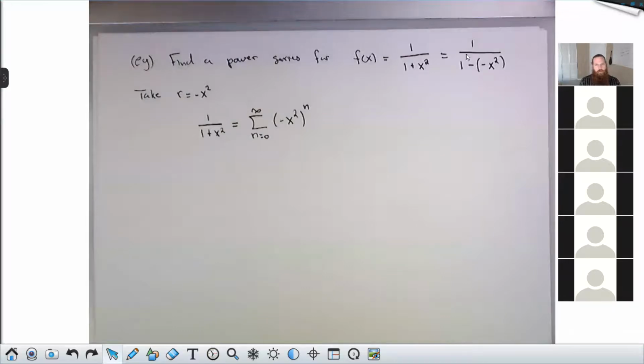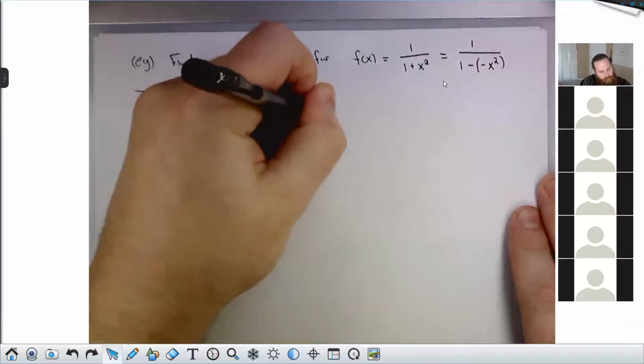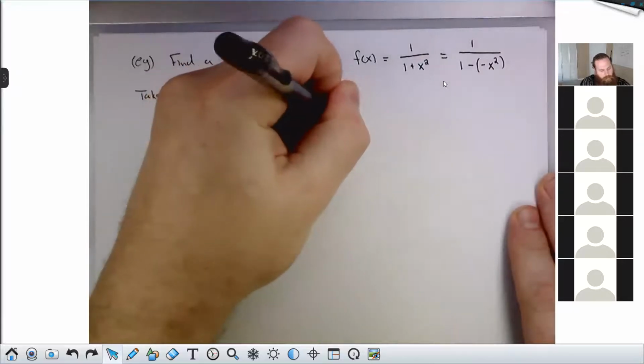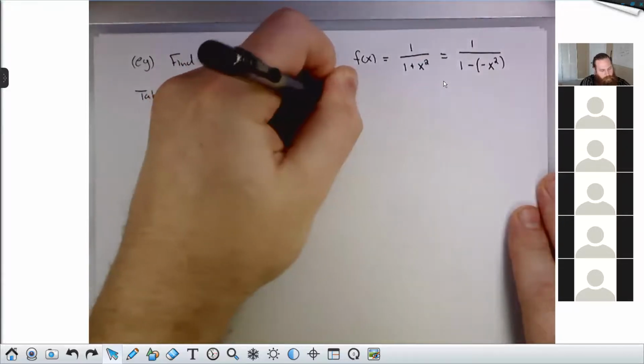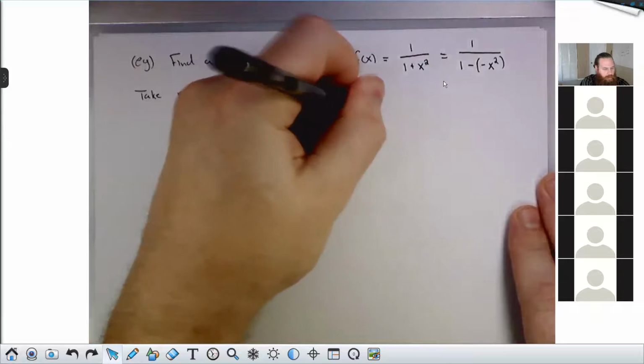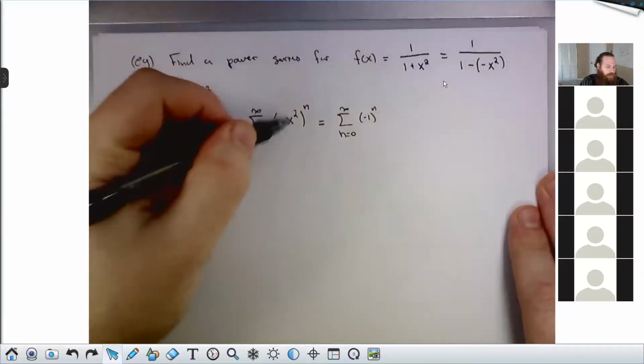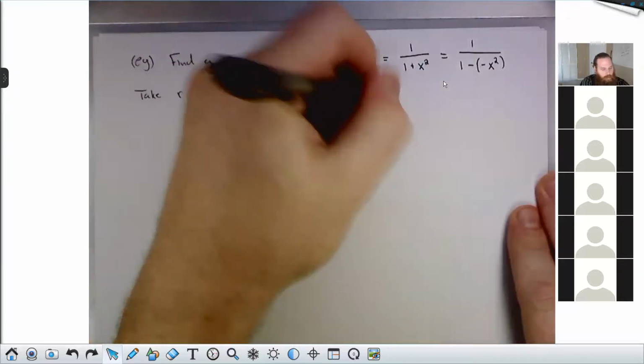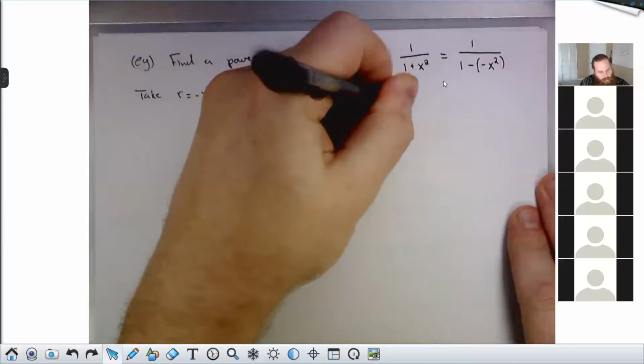So I think the algebra trick here isn't anything too mind-blowing. If I gave you 1 over 1 plus x, you would write it as 1 over 1 minus negative x in the same way. We actually did that on the previous page, right? So here the only difference is it's an x squared. If I clean this series up, it looks like sigma n from 0 to infinity, negative 1 to the n times x squared to the n. But that's just x to the 2n.